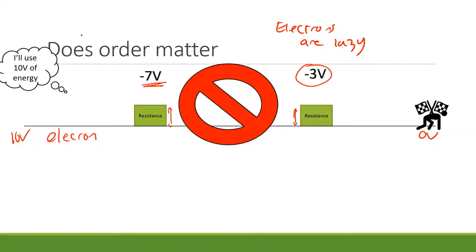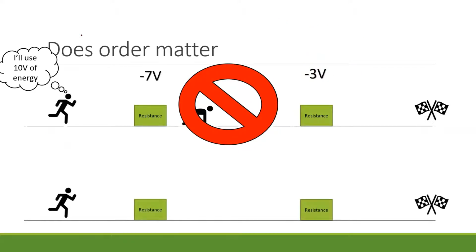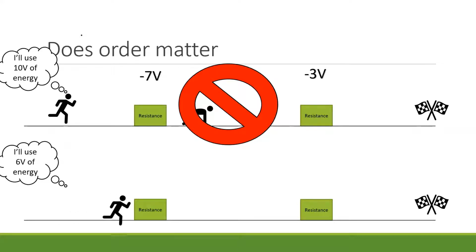So what's the alternative? The alternative is to instead say, well, why don't we use 6 volts? Because if I use 6 volts, they can spend 3 volts jumping over the first resistor and 3 volts jumping over the second resistor. Why? Because that's the least amount of energy needed to get over the resistor. That's the littlest amount of energy they need, okay? They don't need to spend 7 volts, they need to just spend 3 volts.